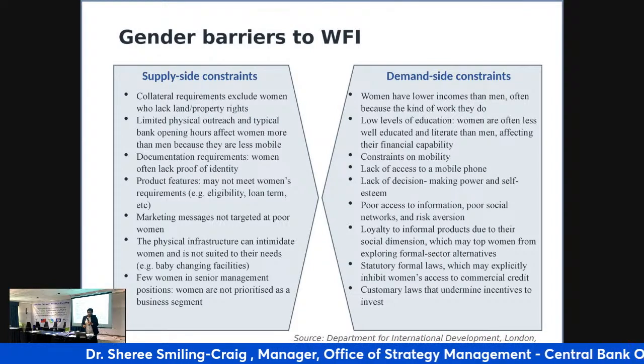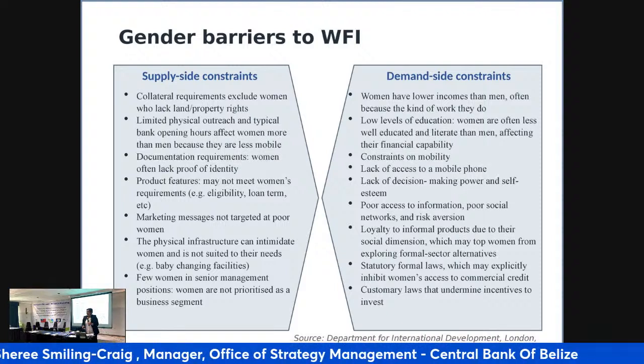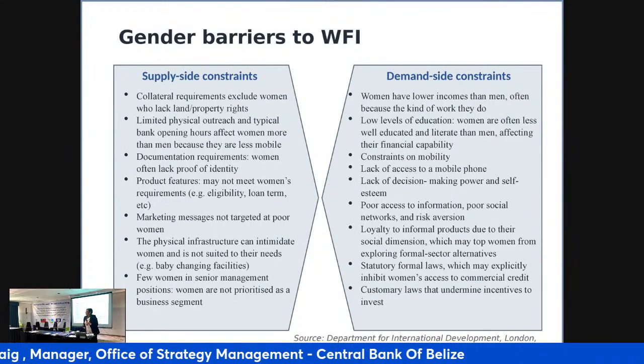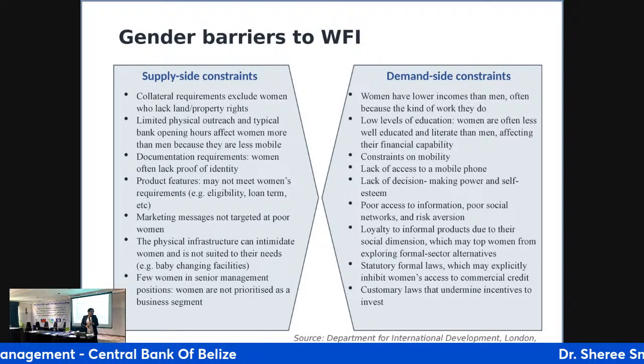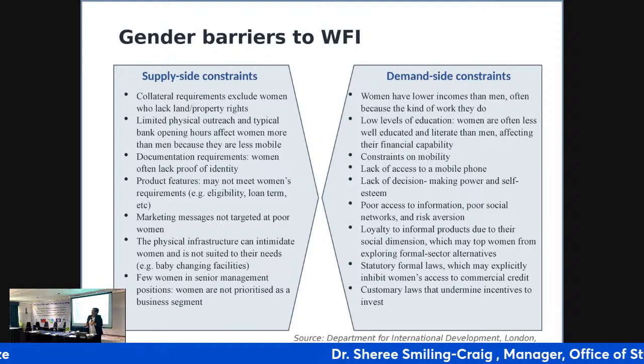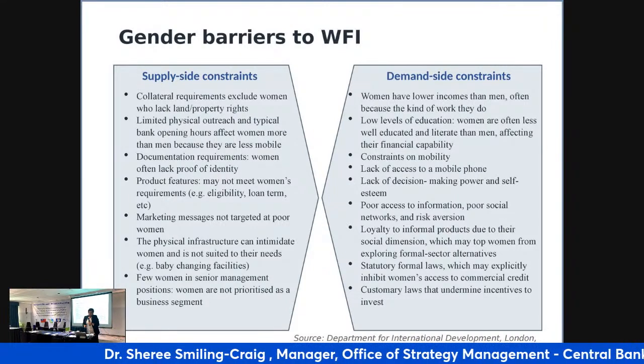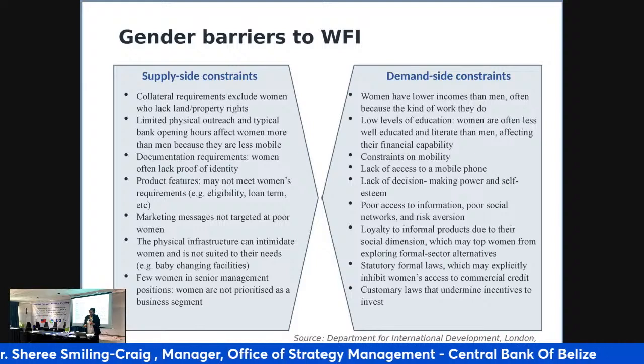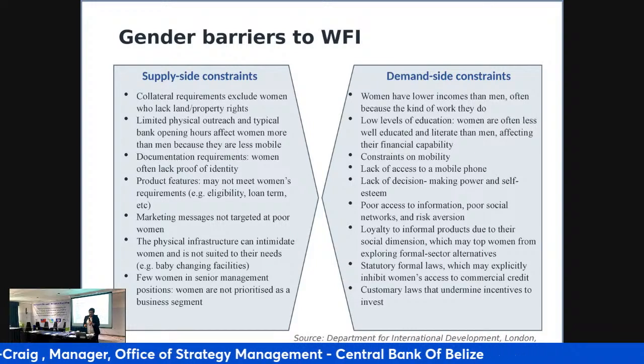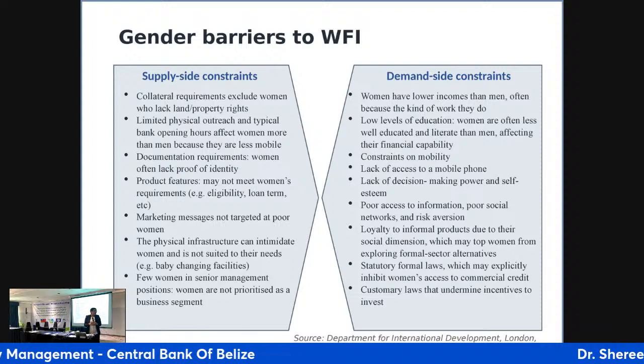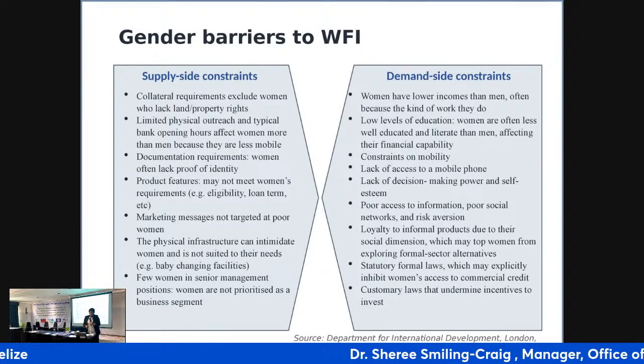So the supply side constraints include things like collateral. Many times the house is not in the female's name. Many times the land is passed down to the males in the family. So there's always a challenge in getting collateral. There's also limited physical outreach, and typically banks don't go after women clients. We need to change that.